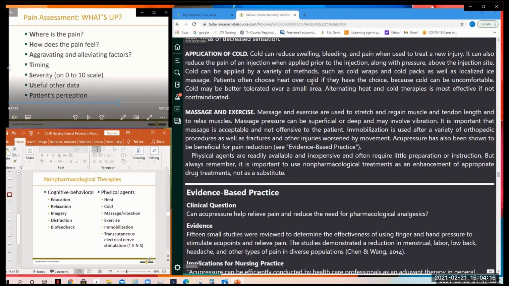See evidence-based practice. Physical agents are readily available and inexpensive and often require little preparation or instruction. But always remember, it is important to use non-pharmacological treatments as an enhancement of appropriate drug treatments, not as a substitute.